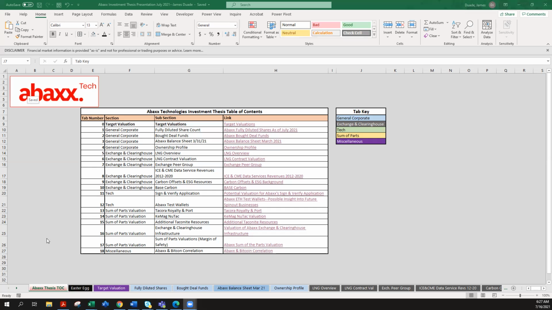So first thing is I've got this table of contents here. You can see that there are these hyperlinks. If you click on any of the hyperlinks for each of the sections or the subsections, excuse me, it'll bring you to that tab. So for instance, I just clicked on the target valuations, but it's just an easy way of kind of organizing everything. I also wanted to draw attention to the tab key over here. You can see the different colorations that we have for each of the sections that I have in the spreadsheet. There are about 18 or 19 different tabs that we have here. So I thought that that might be a way of kind of organizing it a little bit better.